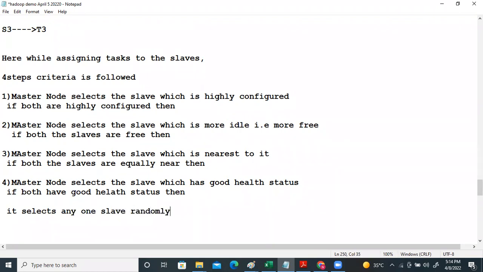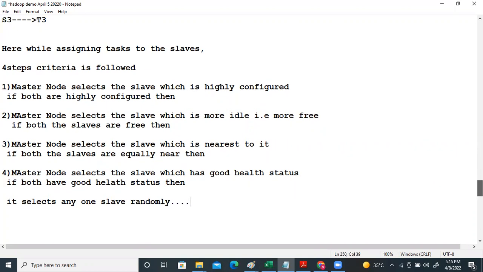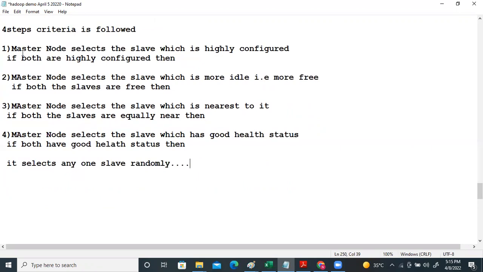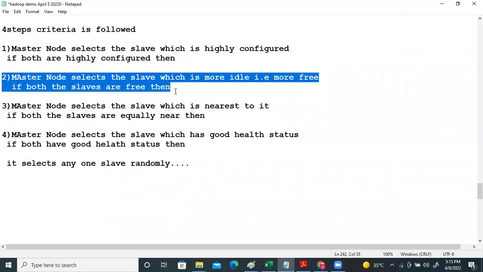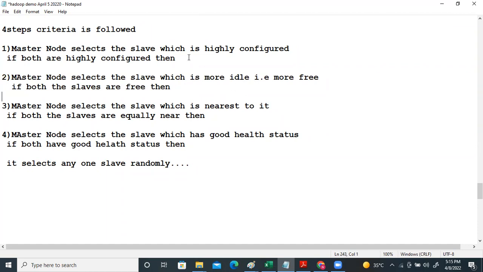So this is the internal criteria followed. It won't assign the task randomly, but generally in the second step itself, the task will be assigned to the one which is more idle, more free, or highly configured, or nearest, right? Okay, this is the criteria followed.